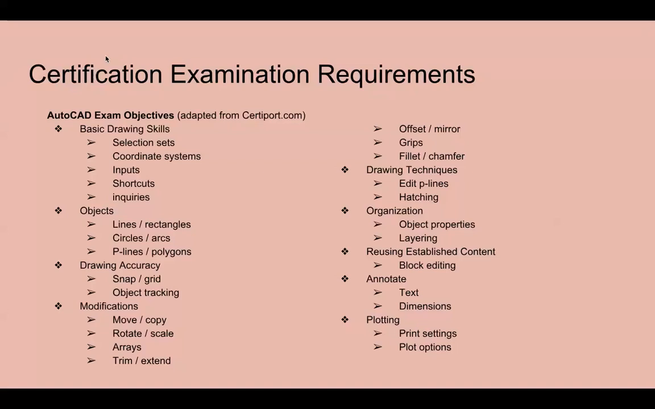So we see the second bullet point, objects: lines and rectangles, circles and arcs, polylines and polygons, some drawing accuracy, snaps and grids, object tracking, modifications. This is our move, copy, rotate, scale, erase, trim and extend, offset, mirror, grips, fillet, and chamfer. So we'll look at our drawing techniques. This is how can we edit some polylines, how can we manipulate the hatching that we've assigned to objects, some overall organization, object properties, and layering, reusing established content. This is block editing for the most part. And then annotate: can we put text in, dimensions, and can we manipulate those?